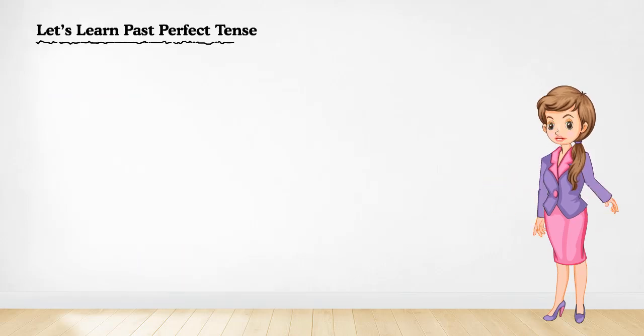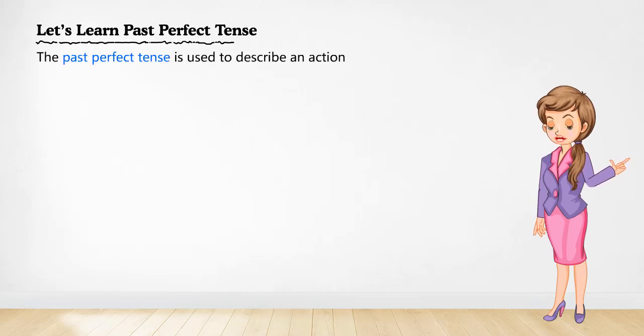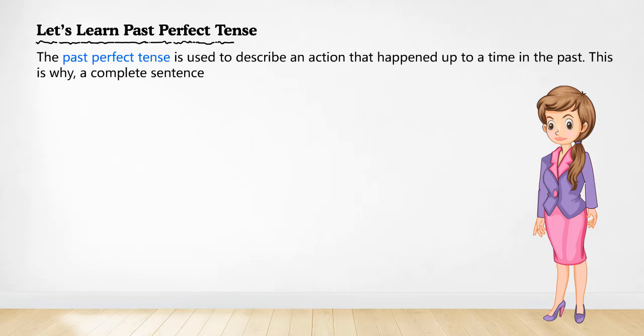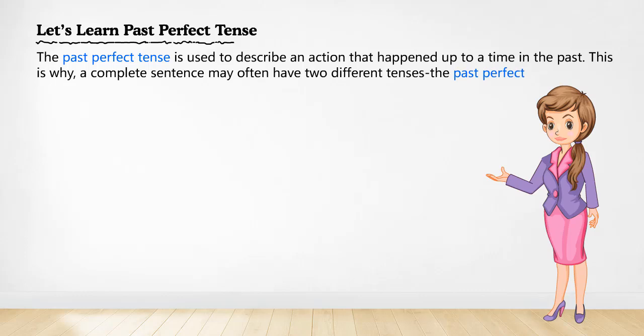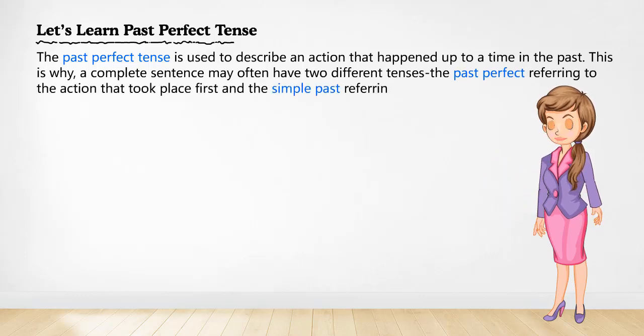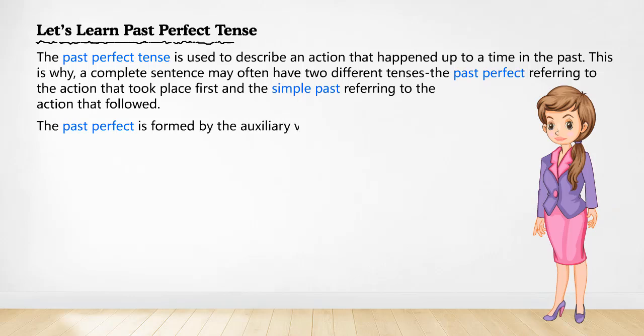Let's learn past perfect tense. The past perfect tense is used to describe an action that happened up to a time in the past. This is why a complete sentence may often have two different tenses, the past perfect referring to the action that took place first and the simple past referring to the action that followed. The past perfect is formed by the auxiliary verb had plus past participle form of main verb.